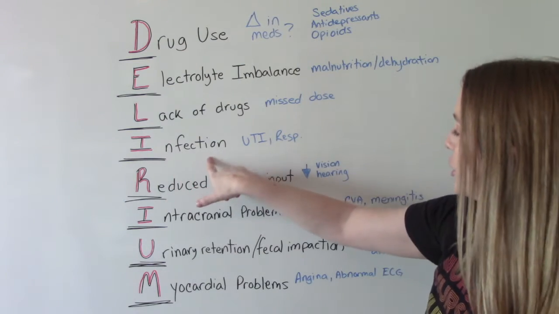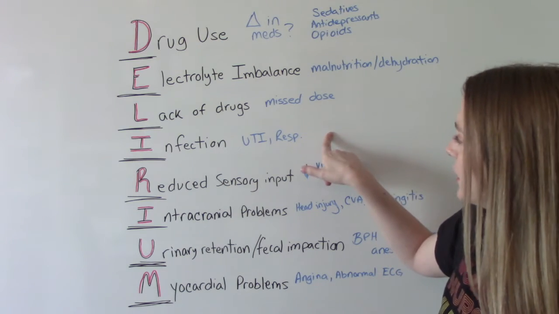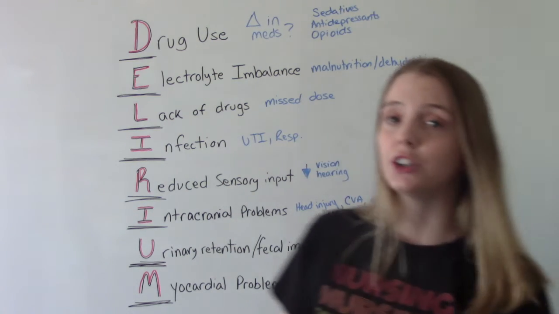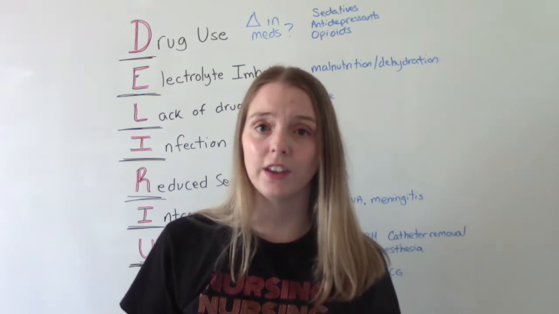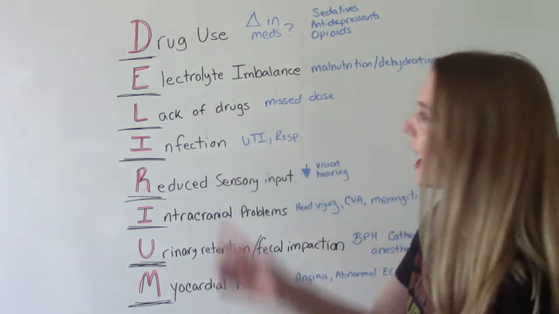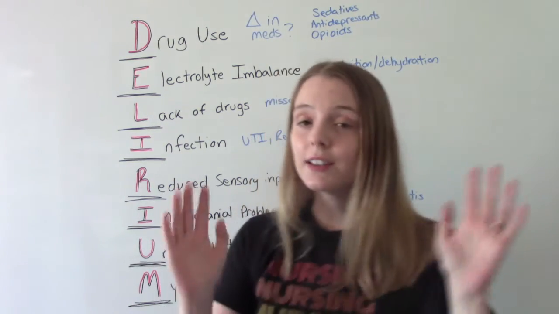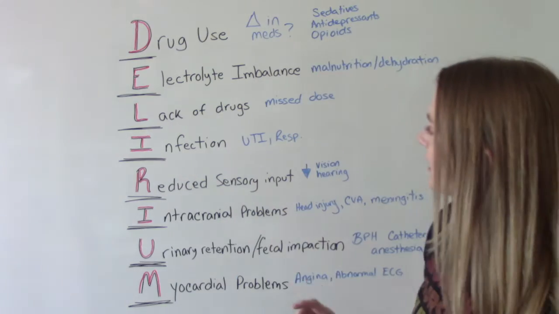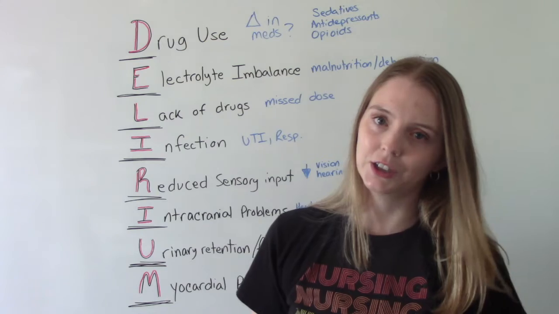I is for infection. This is a big one. This is a big one we see especially in the elderly patient. So your patient could have no cognitive impairment. They could be perfectly healthy otherwise, and then they get a UTI and now they're acting like a completely different person. So this happens a lot. So checking for things like infection, specifically UTIs and respiratory infections.